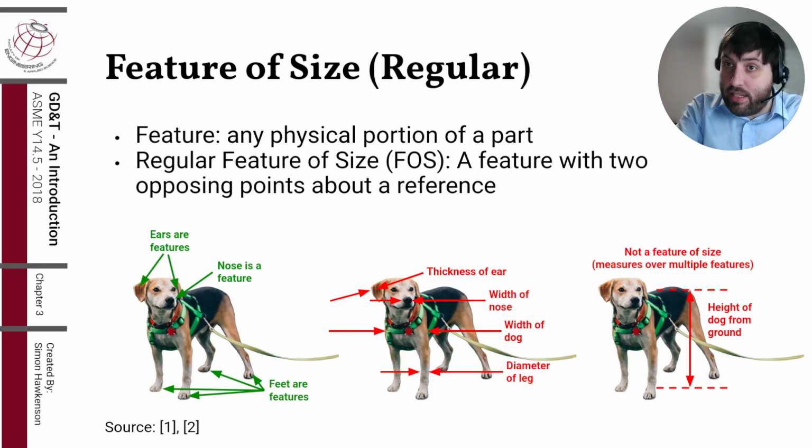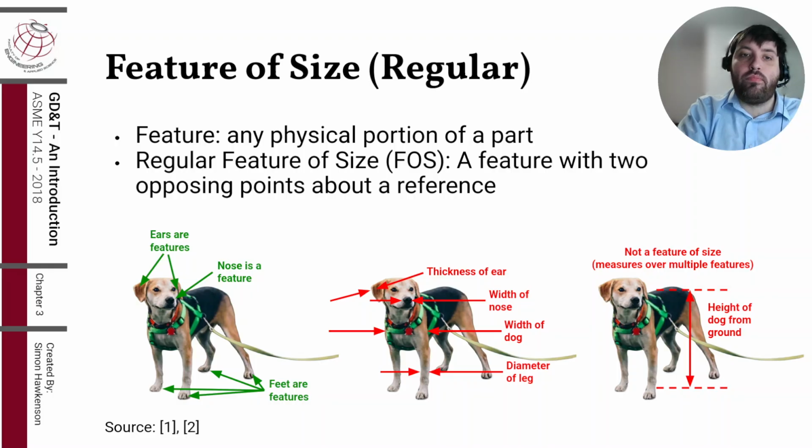So what is exactly a feature of size? A regular feature of size is a feature with two opposing points about a reference. So why two opposing points? It's so we can measure its size. You need 2 points to measure from. The general rule of thumb is if you can measure it with a pair of calipers or a micrometer, and you're measuring across one feature, that's important, one feature, you have a feature of size.